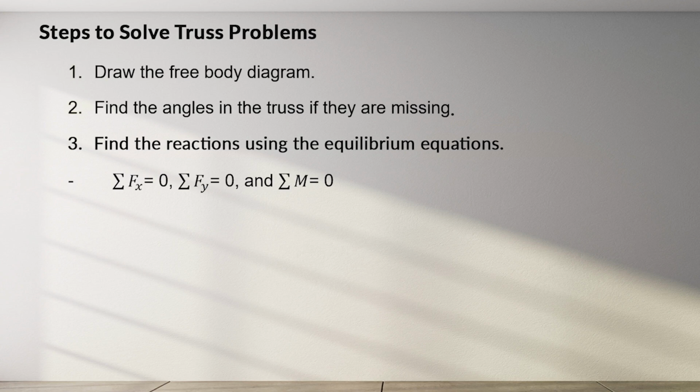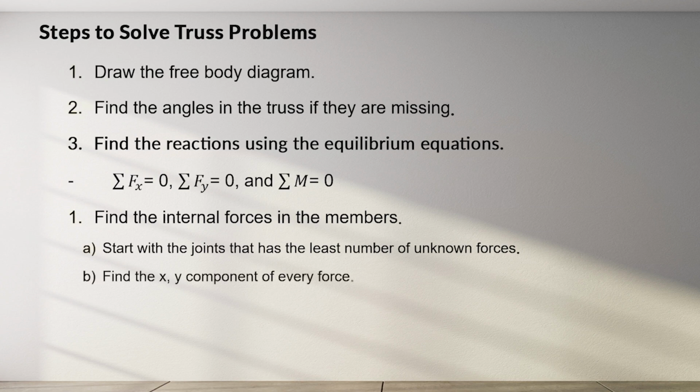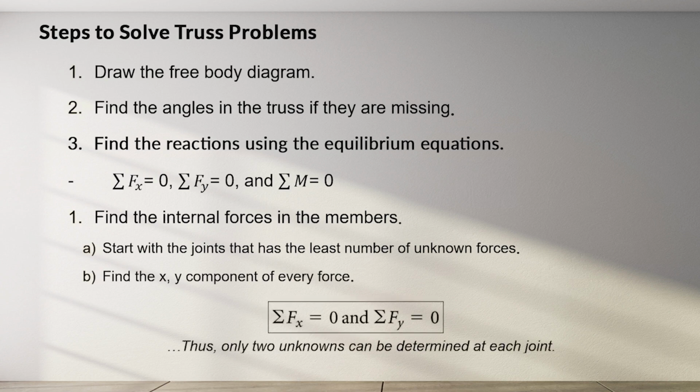Once you are finished with the structure, then find the internal forces in the members. Start with the joints that have the least number of unknown forces. Typically, it will be the one near or close to the reaction. Find the x and y component of every force using equilibrium equations. Thus, only two unknowns can be determined at each joint.